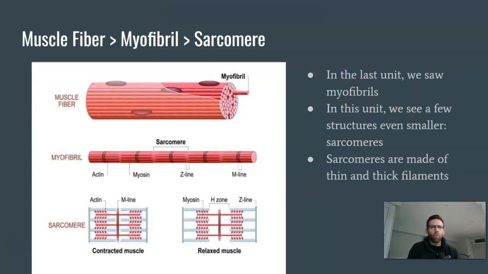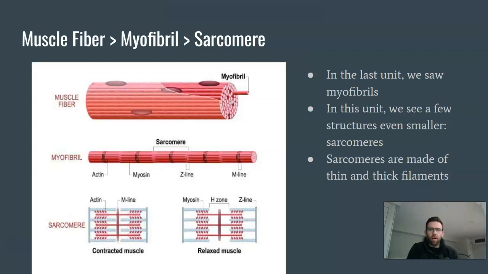So working our way down, we're going from a muscle fiber to a myofibril, and then even smaller than that is a sarcomere. That's why I put these in order here: muscle fiber to myofibril to sarcomere. In the last unit we saw myofibrils. In this unit we're looking at something even smaller called a sarcomere.